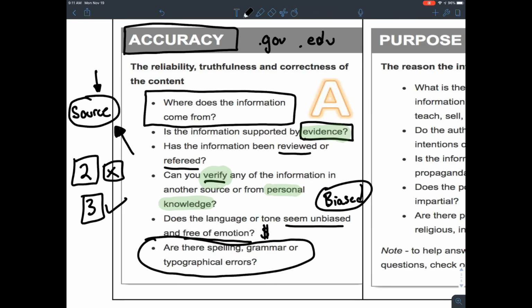So in order to determine accuracy, check multiple sources and make sure that you're able to verify that information with the authority and with multiple websites.